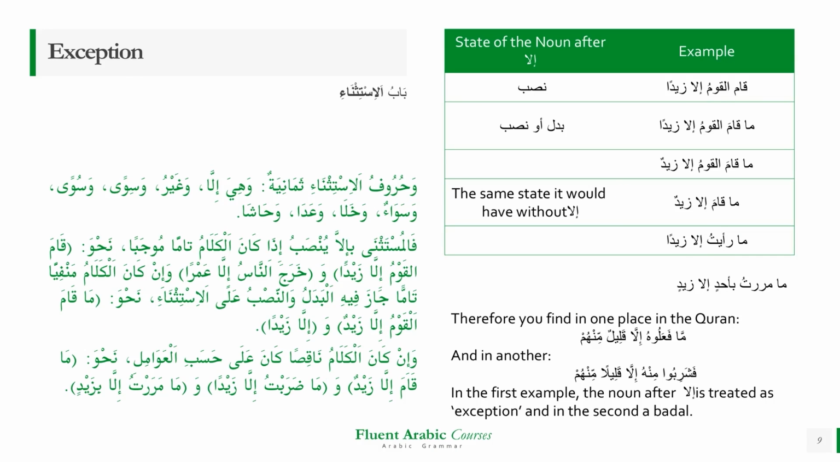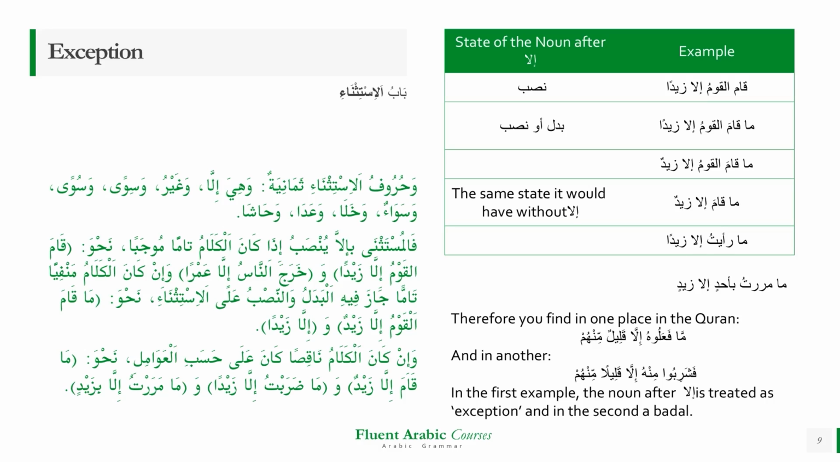Now let's look at exceptions or the istithna. وحروف الاستثناء ثمانية. The particles of exception are 8. وهي إلا وغير وسوى وسواء وخلا وعدا وحاشا. So these are the particles which are used for showing exception.